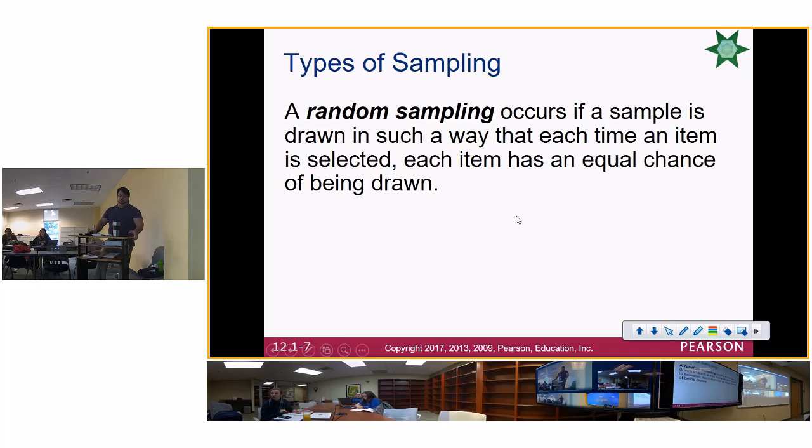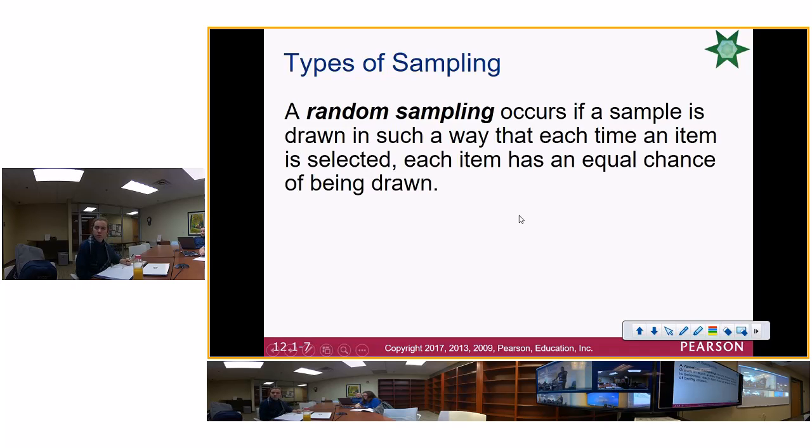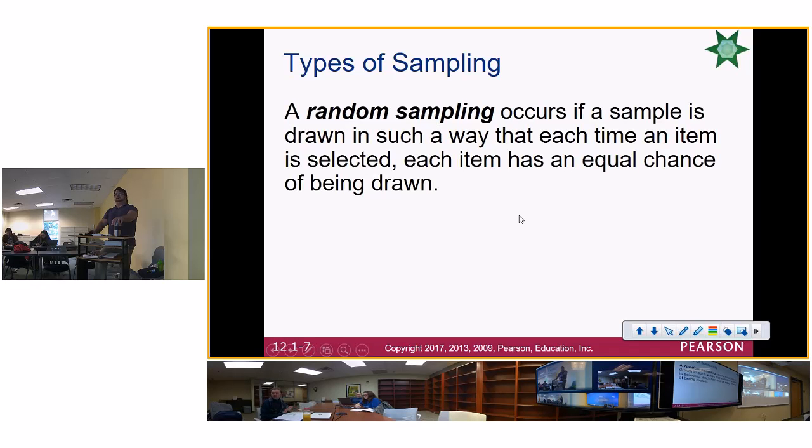Random sample. Can somebody tell me what a small definition of a random sample would be? Randomly selected. Okay, yeah, that's a good small definition, but I'm looking for 2 words out of this long definition. Can somebody pick out the 2 words in this long definition? Equal chance, highlight it. Equal chance.